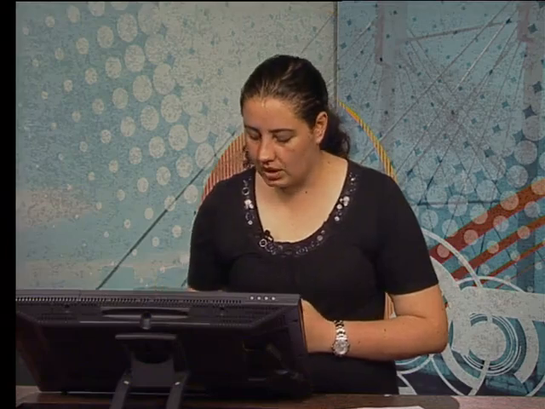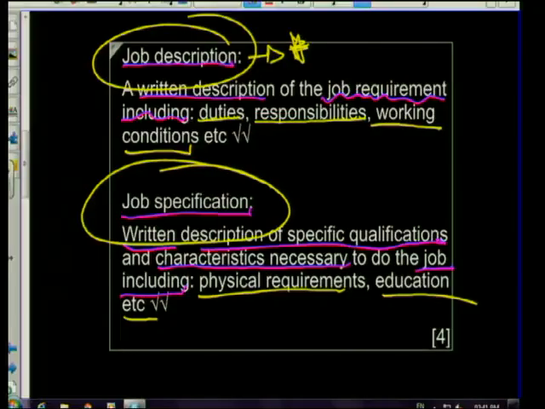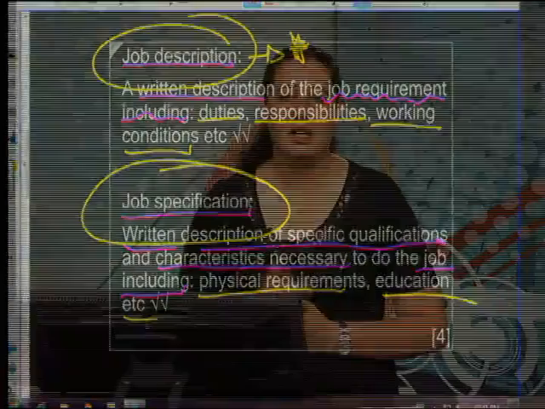So very important, know the difference between job description and job specification. Good stuff, grade 12s. Let's go to question 5.4.